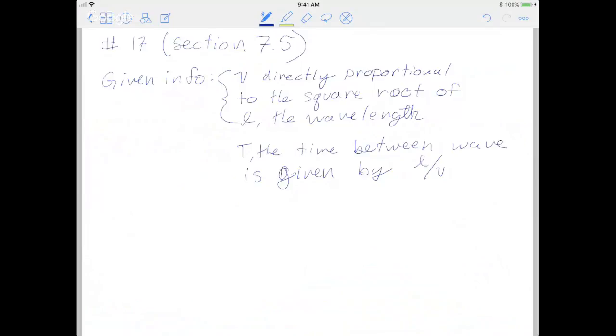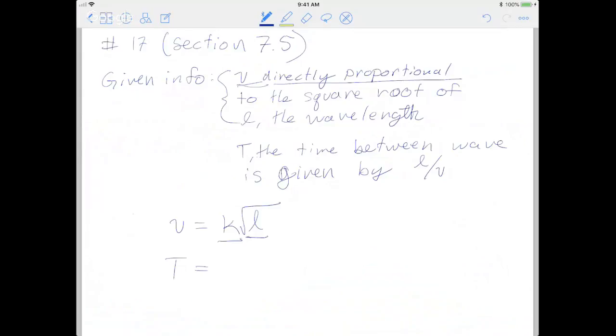Whenever you read that something is directly proportional, that's telling you that V can be determined using a power function. The power function is going to look like this. L is the variable, and V is proportional to the square root of L. So we're going to have a constant of proportionality K multiplied by the square root of L. We can say V is a function of L, and that function is the square root function.